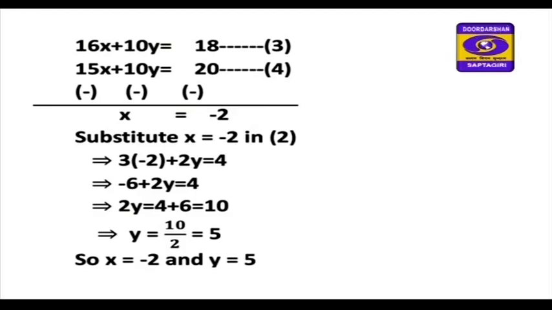Now, I am going to substitute the value of x equal to minus 2 in equation 2, then we will find out the value of y like this: 3 into minus 2 plus 2y equal to 4, that is minus 6 plus 2y equal to 4. Then 2y equal to, if you take this to the right side, 4 plus 6 equal to 10. So x equal to minus 2 and y equal to 5. These are the solutions of this equation.